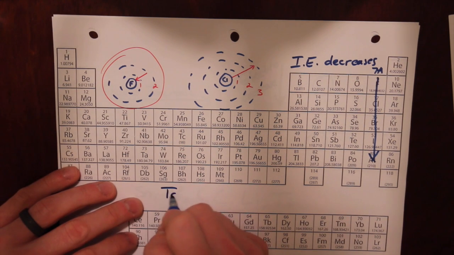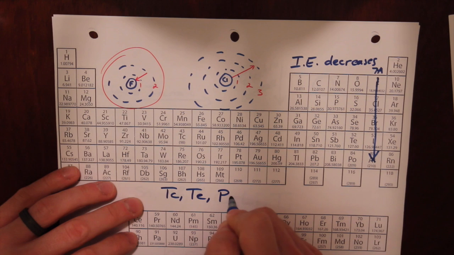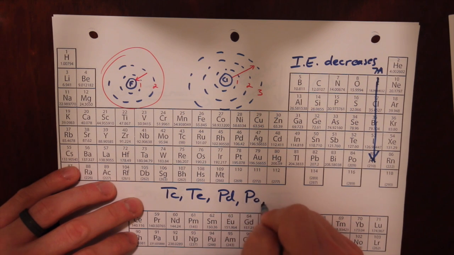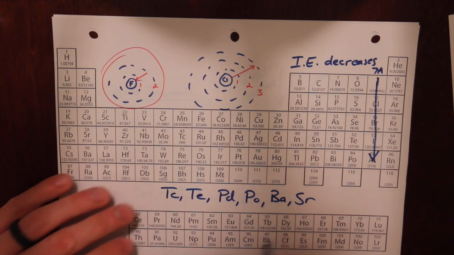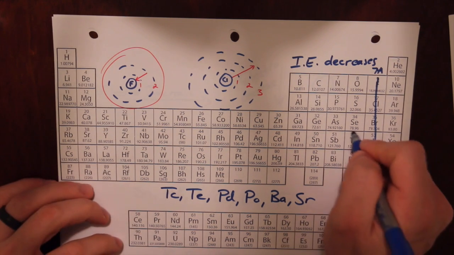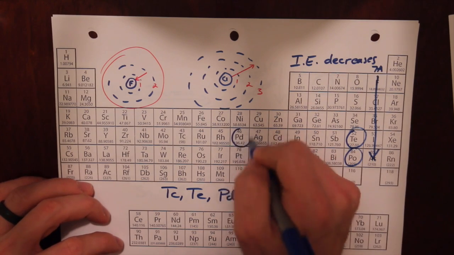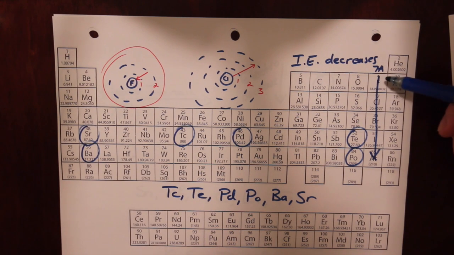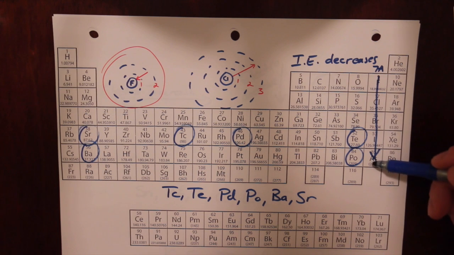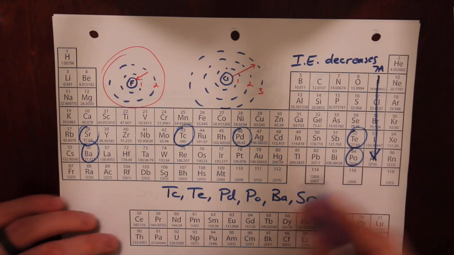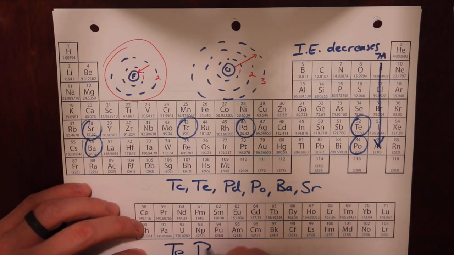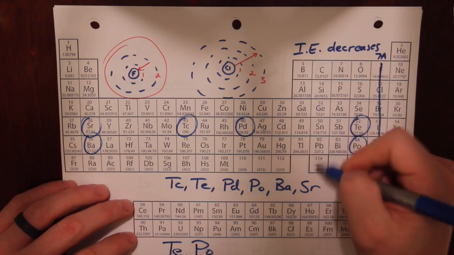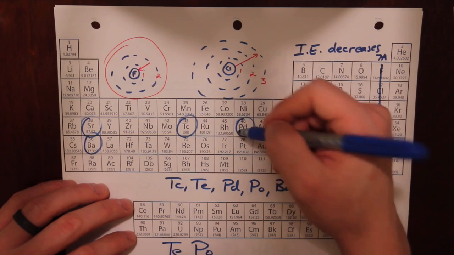Let's say I have Tc, Te, Pd, Po, Ba, and lastly Sr. So first thing to do, let's find them all. Te, there's Po, there's Pd, there's Tc, Sr, and Ba. What you want to do is start up here on the top right, and we're going to work our way down through the groups. We're just going to see which ones we run into first. So we go down the first group, down the second group, and we run into Te, and then Po. And we just keep working our way over, nothing, nothing, nothing, nothing, until we hit Pd, which will be next.